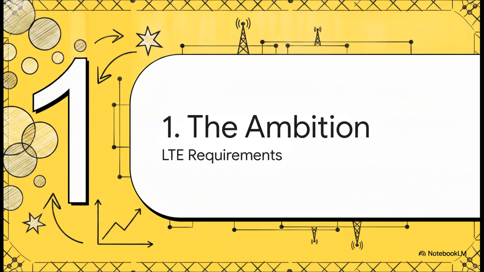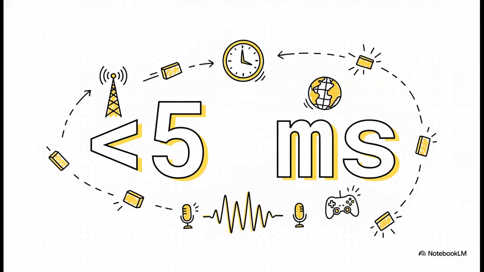Section 1. The Ambition. LTE Requirements. To really understand LTE, we have to look at the inciting incident, which was the incredibly ambitious targets 3GPP set for the upcoming decade. You see, 3G was great, but it was really starting to bottleneck. So engineers were tasked with hitting a massive milestone, pushing the one-way transit time of a data packet down to less than 5 milliseconds to support real-time IP applications.